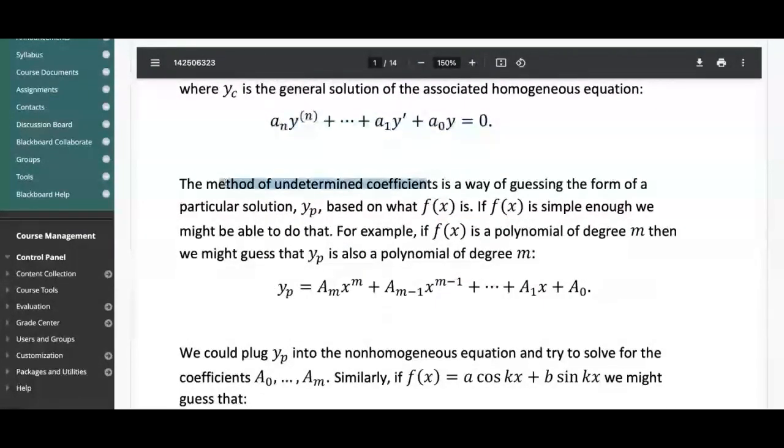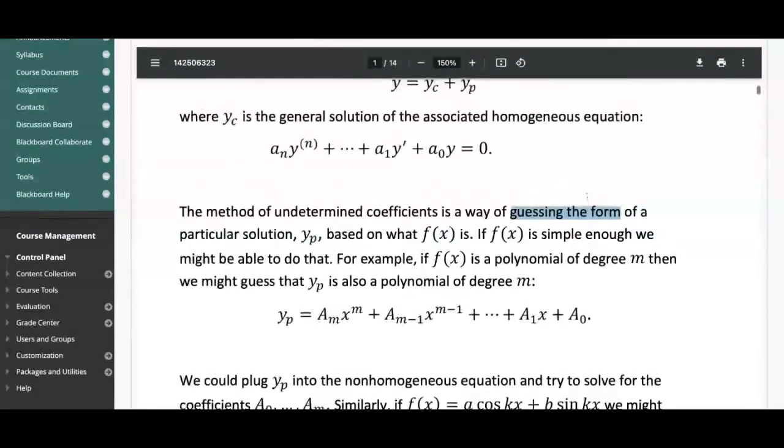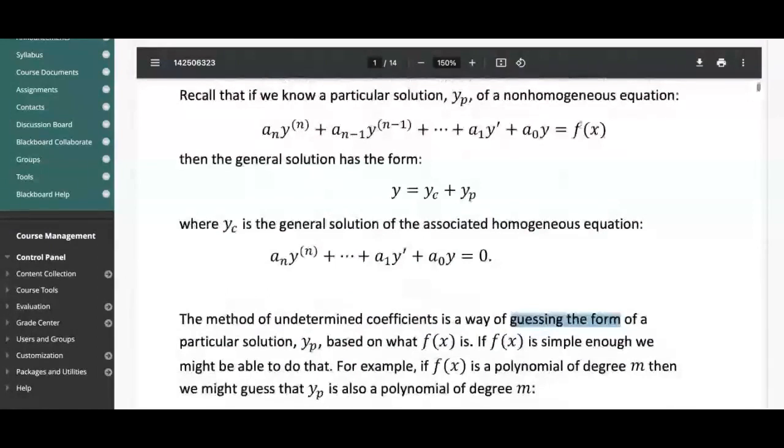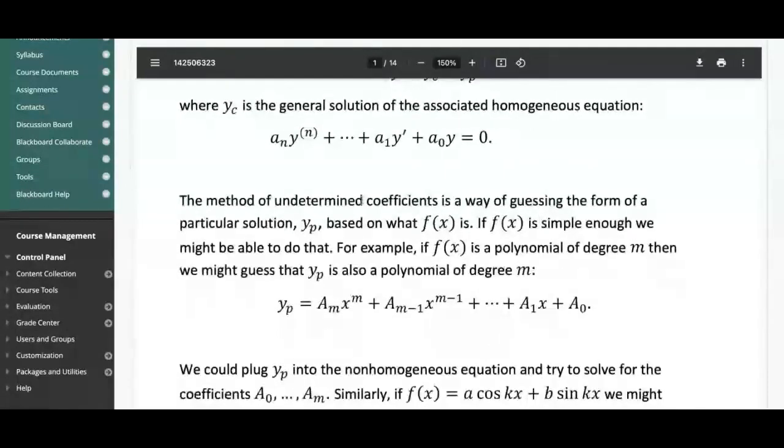So now our new method, undetermined coefficients, is a way of guessing. I already saw some presentations on guessing a solution. So how do we guess? We guess a solution based on this f of x, with different kinds of coefficients of the variables. So the method of undetermined coefficients is a way of guessing a form of a particular solution. So this is y with footnote p, a particular solution based on f of x.